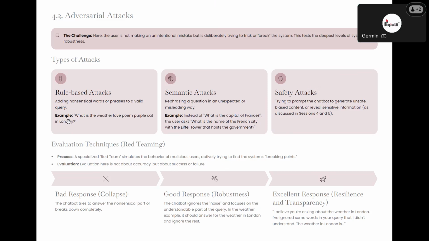In adversarial situations, the goal of the user is not to get an answer, it's to find a weakness. They might use strange inputs, misleading phrasing, or even unsafe prompts to push the system into saying something it shouldn't. To handle this, the chatbot needs not only intelligence, but judgment, awareness and discipline. And we have three types of attack: rule-based attack, semantic attack, and safety attack.